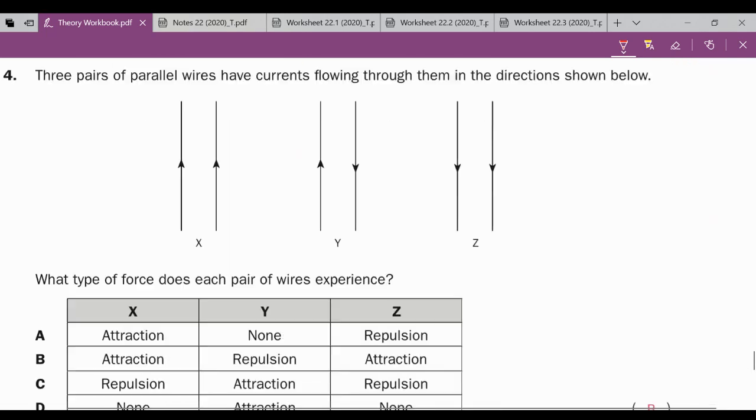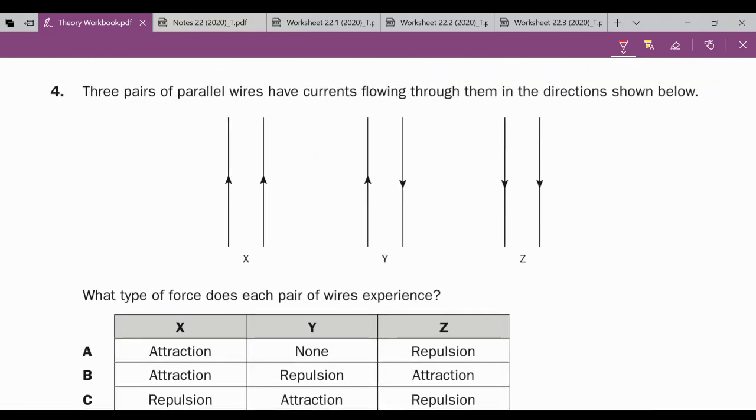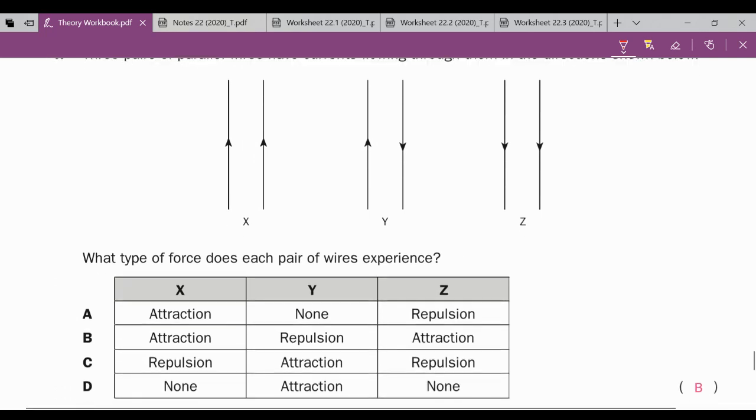Question 4. 3 pairs of parallel wires have currents flowing through them in the direction shown. Which type of force does each pair of wires experience? Now, in your notes you would already have a very quick understanding of what will happen. So let us work out from the basic fundamentals. When you use your right-hand grip rule, let's assume we take this wire, this wire here will experience a magnetic field that is coming out from it. So FBI, this is your B. B is coming out, I is going up, means that this wire is going here.